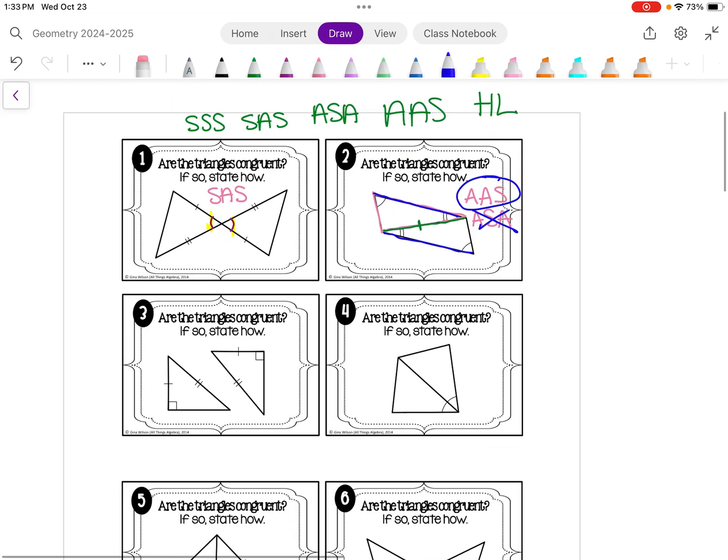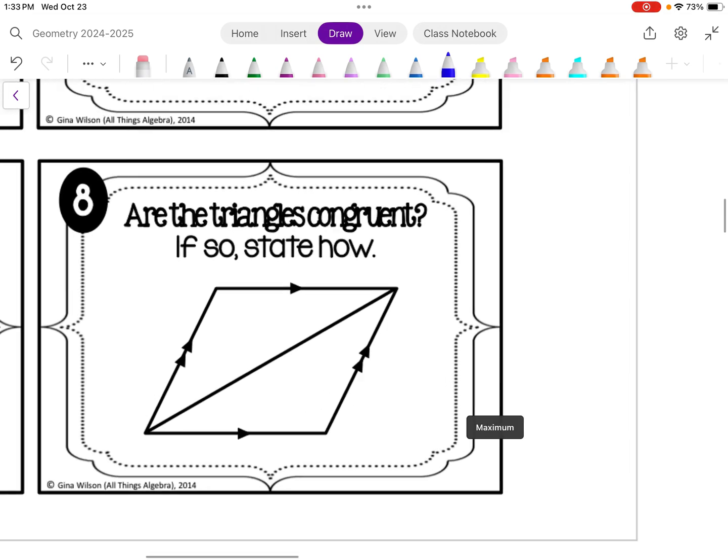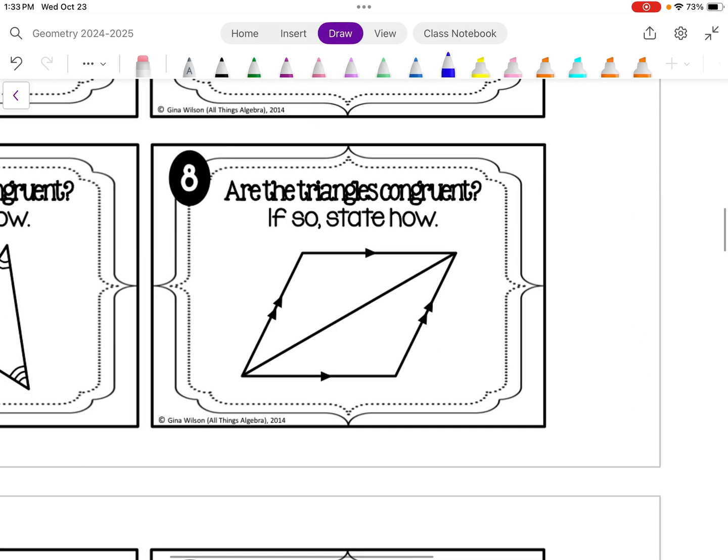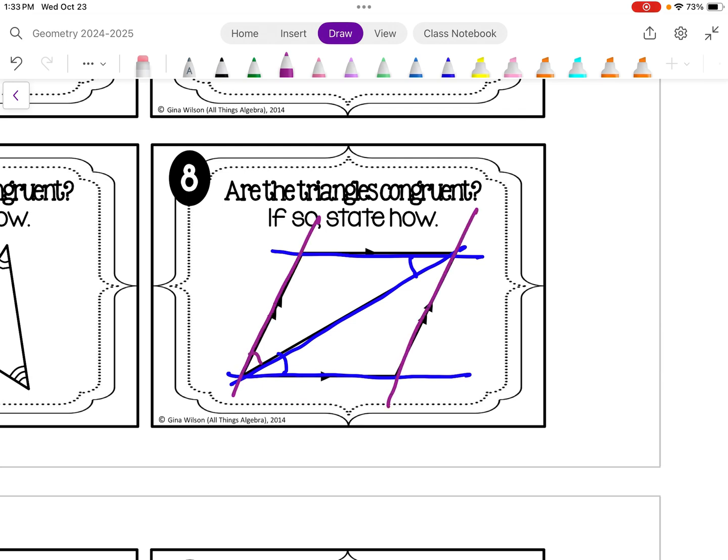All right, the next one we're going to go to is number 8. On number 8, we have parallel lines. We have this set of parallel lines. Okay, find your transversal. That means that these angles are congruent because they're alternate interior angles. We also have these parallel lines. So that means we have a second set of alternate interior angles.